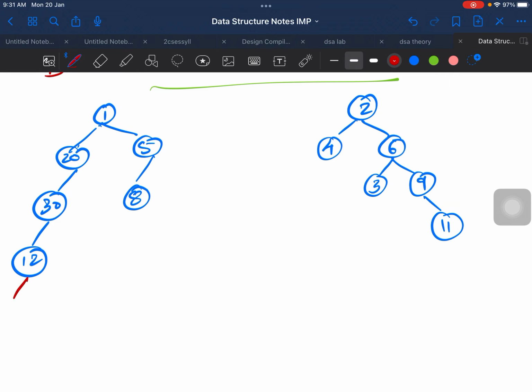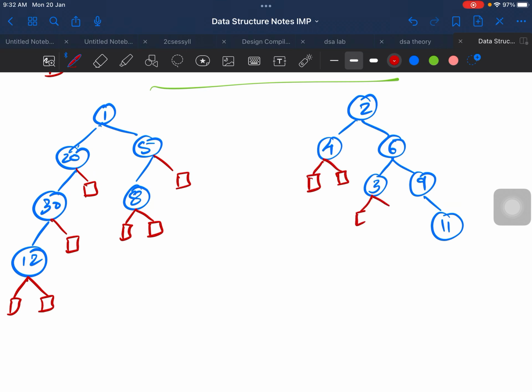Okay, so what I am doing first, I am drawing the external nodes first. Okay, so this is my external node, this is my external node, this is external node, this is external node. Okay, so here also I am drawing the external nodes. So these are all external nodes. Now guys, we have to check whether this is the leftist tree or not.